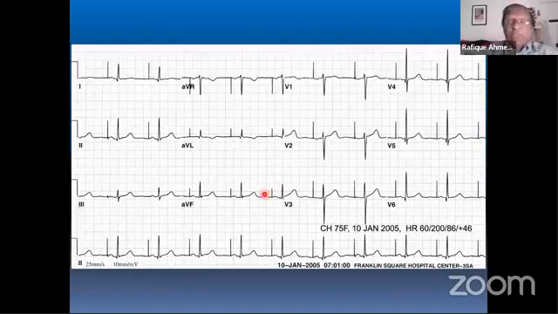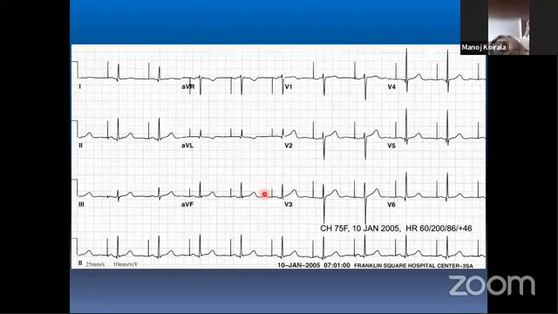So now let's change the focus. I want somebody to read me this ECG. Sir, can I read, sir? Yes, please.